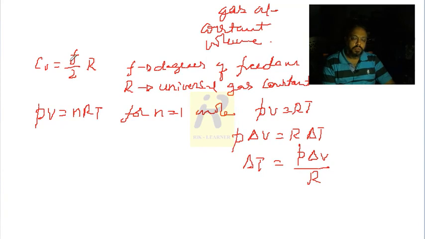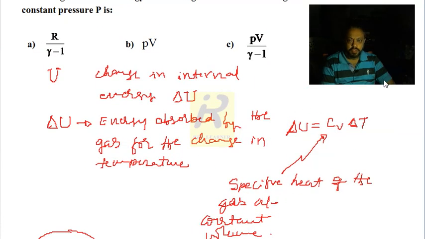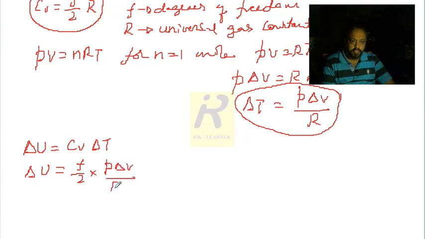Now we have two results, one for Cv and another for delta T. By knowing these two relations, we can make substitutions in this particular equation, delta U is Cv into delta T. So, delta U, the change in internal energy, equals Cv into delta T. Otherwise, delta U equals F divided by 2 into delta T, where delta T is P delta V divided by R.